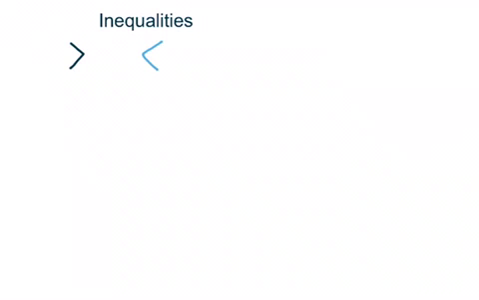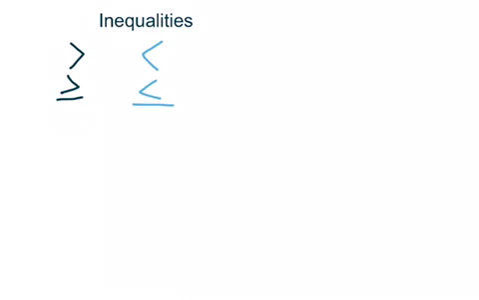And again, we read them left to right. You look back and you think about the alligator always eating the greater number. So this would be the greater than symbol. This would be the less than symbol. And there's also the greater than or equal to and the less than or equal to.